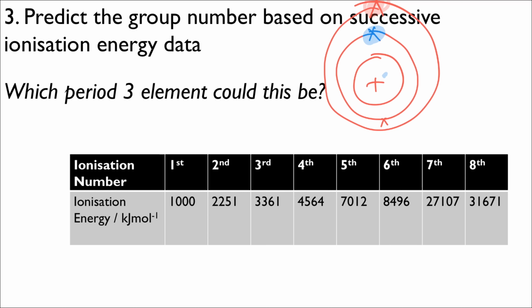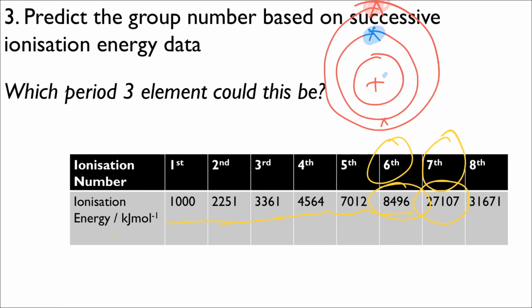So where is the big jump in this example here? So 1000 to 2251, 36361, they're all going up by about the same amounts, going up similarly. Whoa, that's a big old jump there. So from 8496 to 27,107 kilojoules, that means the 7th electron is much harder to remove than the 6th electron.